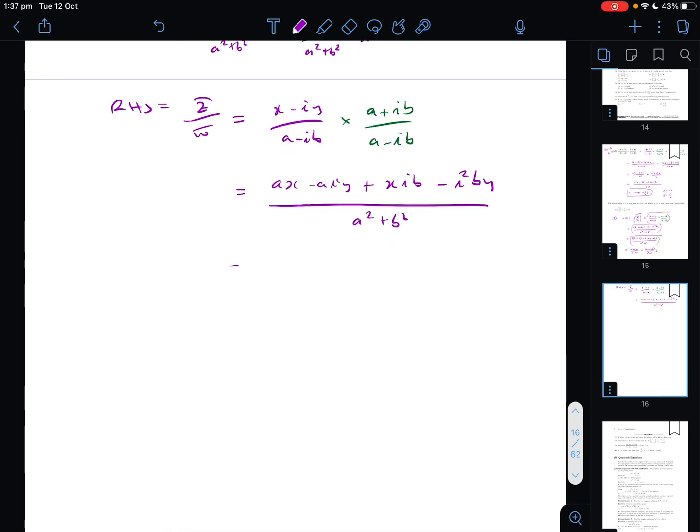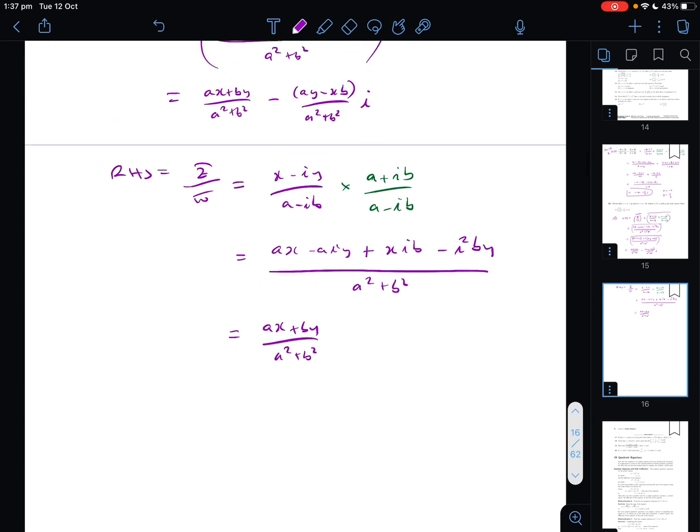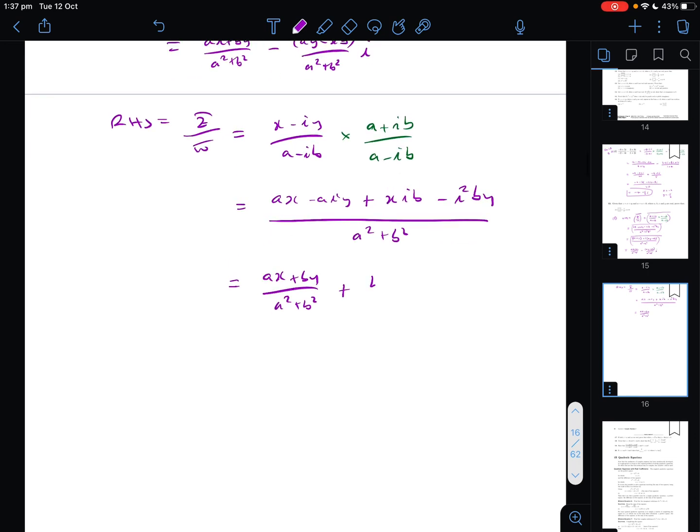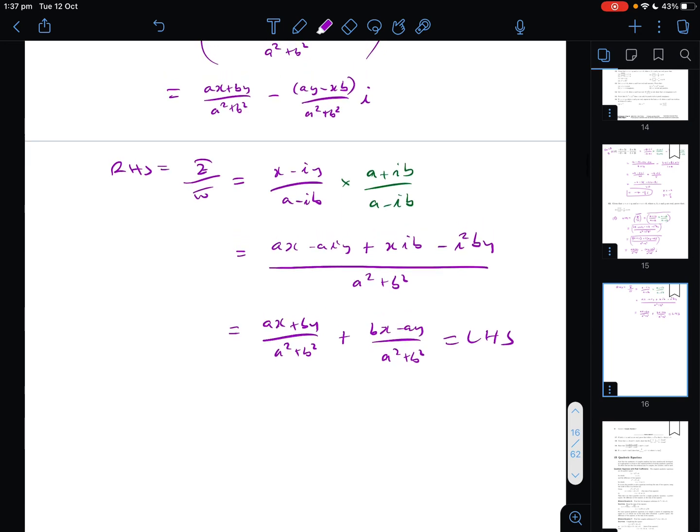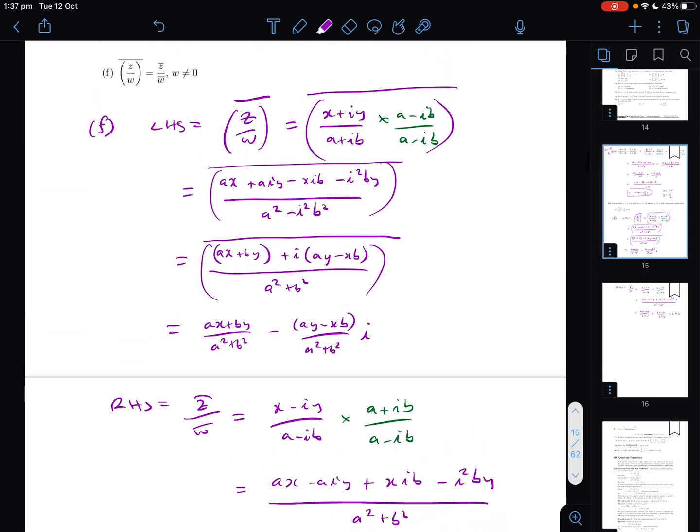So then we've got the real part is ax plus by over a squared plus b squared, and then we'll just write it as plus bx minus ay over a squared plus b squared, which equals the left-hand side. You can see here that that and that are the same thing if you take into account this minus here. Okay, so what's that saying?